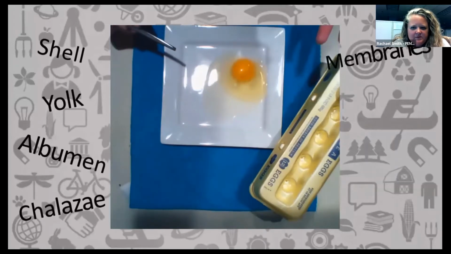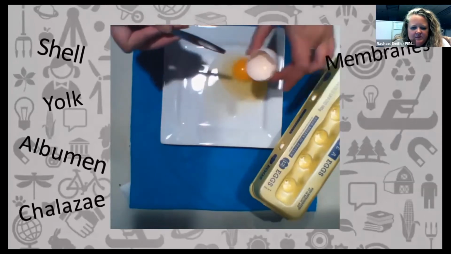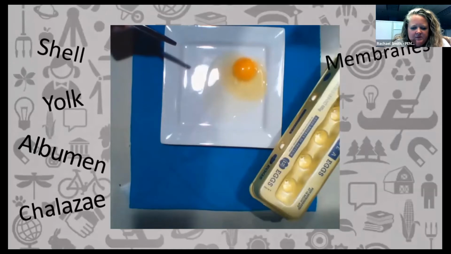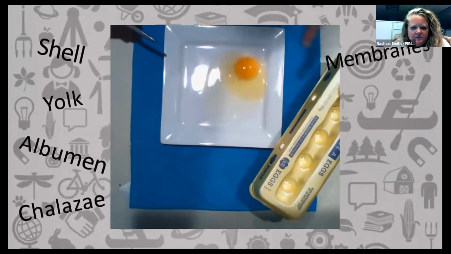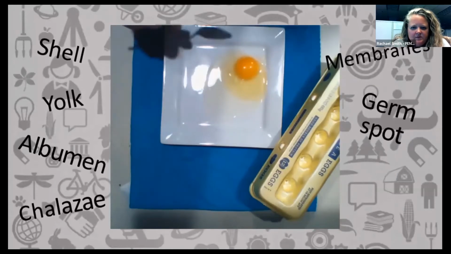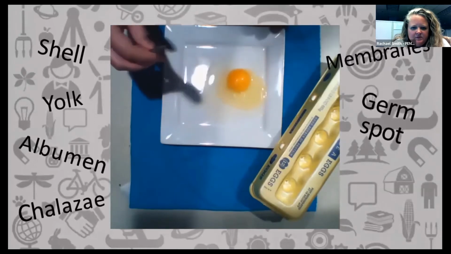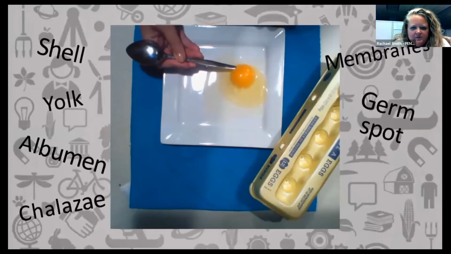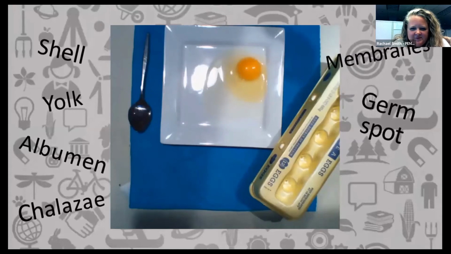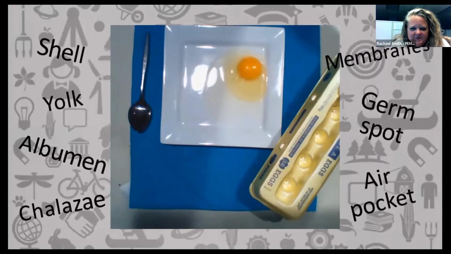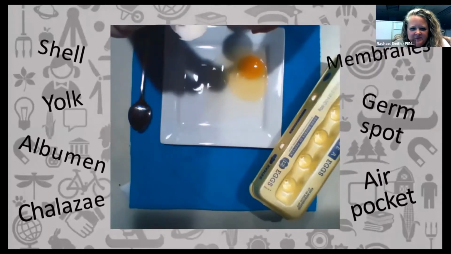And then there's a membrane, but it's really hard to see once you've cracked it open. But there was one just inside the shell. And then there's one that's right around the yolk. But again, it's pretty hard to see. And then there's this tiny little germ spot. I don't know if you can see it, but there's this itty bitty white dot right at the end of my spoon. And it looks different if the egg is fertilized. And the last part is the air pocket, but you can't see it once the shell is cracked open. It was at the thicker end of our eggshell.